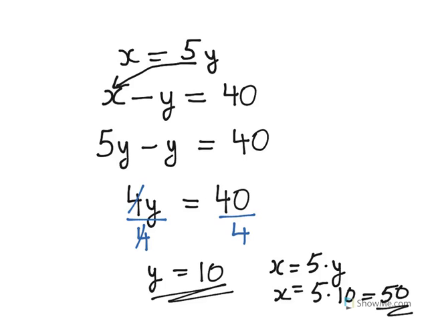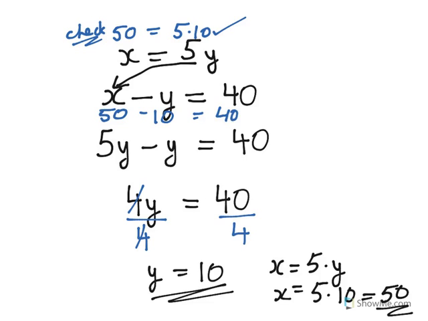My two checks. If I've done it right, x, which is 50, should equal 5 lots of y, which is 10. 5 times 10 does equal 50, so my first check works. My second check then, well, x is 50, y is 10, 50 minus 10 does equal 40. So my second check works as well. So that's how we solve any two equations with two unknowns.